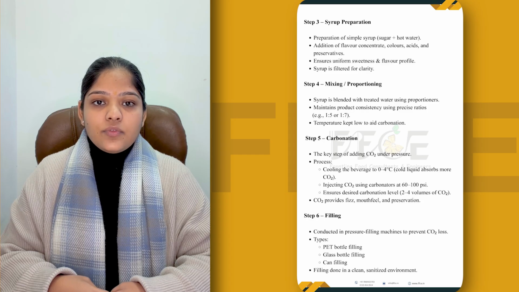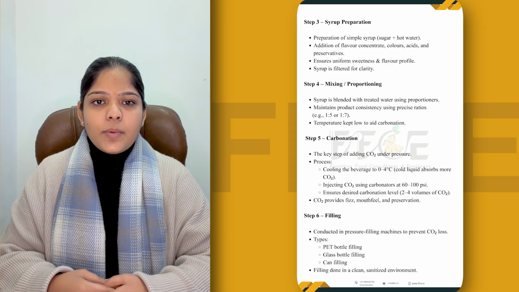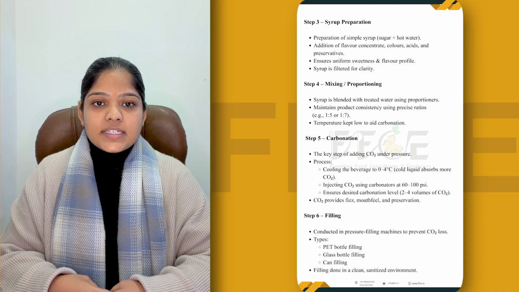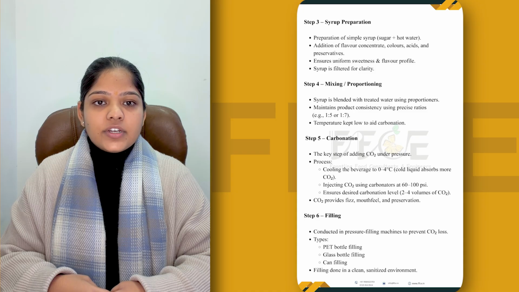Now we'll discuss the fourth step, which is mixing or proportioning. The prepared syrup is blended with treated water using automatic proportioners. Accurate ratios such as 1:5 or 1:7 are maintained to ensure uniform sweetness and flavor. The beverage is cooled to low temperature to improve CO2 absorption during carbonation.